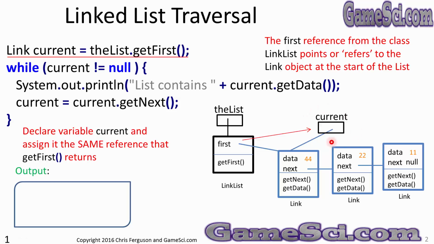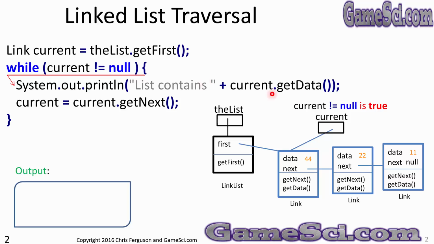So we created and declared the current variable, and notice how the reference gets set to the same thing that first is set to. See this? First should be assigned to current. Current is referencing the same object that first is referencing. Basically, we transferred the value in the first variable over to the current variable. And current is now pointing to the first object in the list.